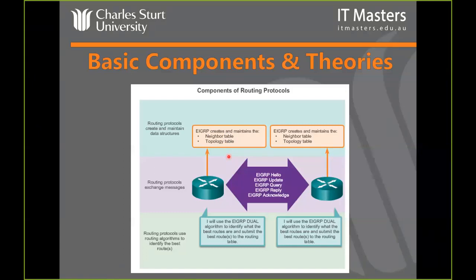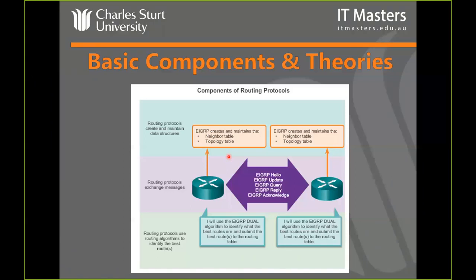This is one of the similarities between EIGRP and OSPF as well. They create a neighbor table, which is basically a table containing all the directly connected routers that are also speaking EIGRP, for example, or OSPF. Okay, so it's just neighbors speaking the same language. The topology table is a complete picture of every single route that all the routers, whether they're talking EIGRP or OSPF, know about.